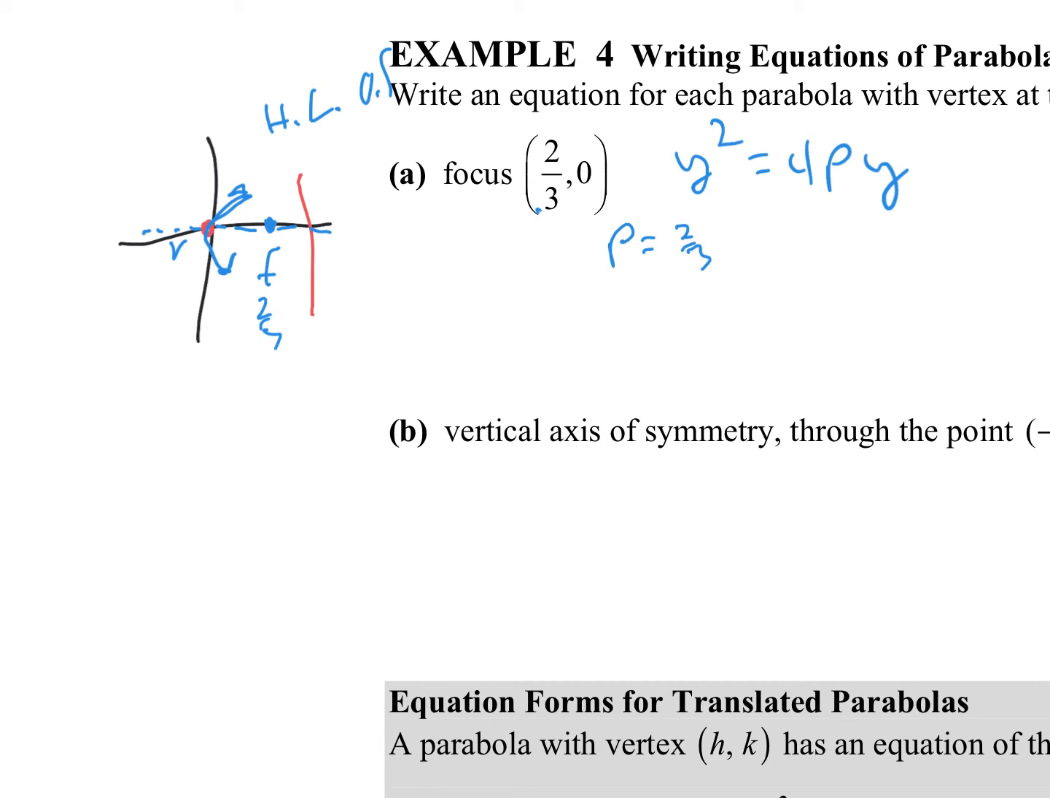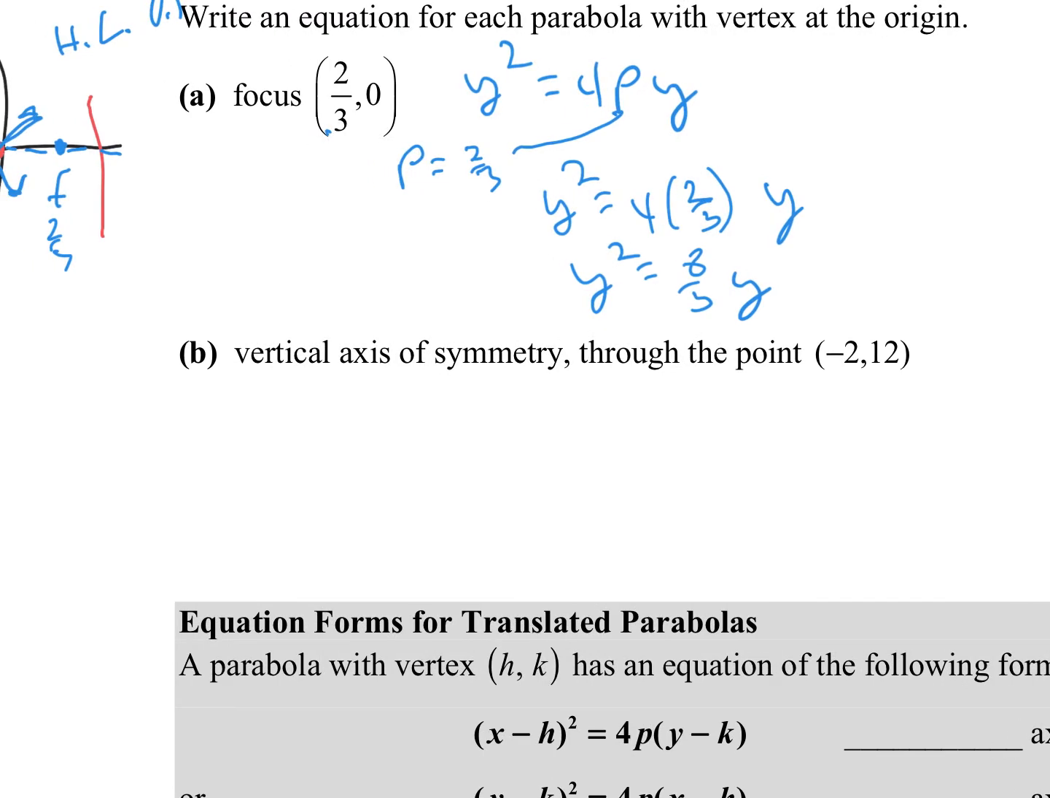And how did I know it opened to the right? I wasn't really sure, I guessed at that. But since I know that p is 2/3, I knew it opens to the right because it has to eat the focus. I was right. So let me plug that p into here. So y squared would be 4 times 2/3 x. That would be 8/3. y squared is 8/3 x. There's your equation.